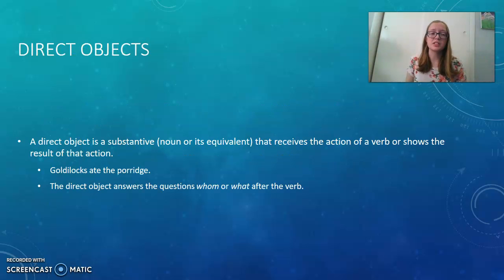A direct object is a substantive, or a noun, that receives the action of a verb, or shows the result of that action. So, Goldilocks ate the porridge. What did she eat? The direct object answers the questions whom or what after the verb. Goldilocks ate what? The porridge. So porridge would be the direct object. The is an adjective describing porridge.